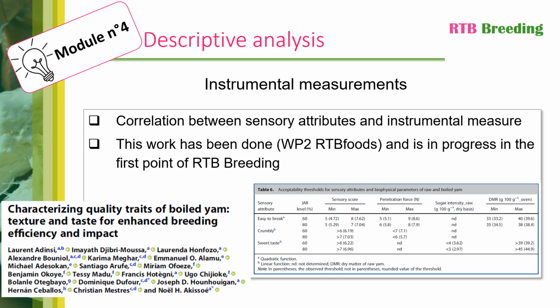Once the instrumental measurements have been made, it's possible to make correlations between the sensory measurements of the attributes and the instrumental measurements. This work was carried out in the RTB Food WP2 and is ongoing in the first RTB breeding activity. For example, in the publication of Laurent and ADINSI, for sweetness, they made correlations between JAR analysis, QDA sensory scores, and sugar dosage in the raw material.